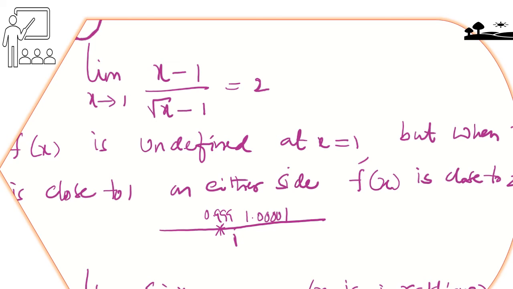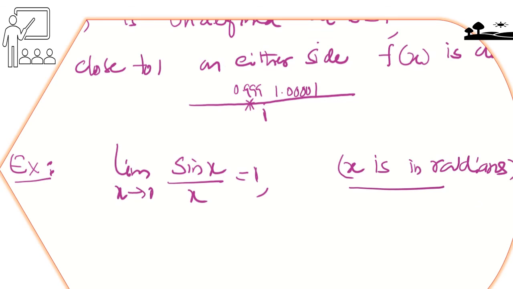This is another example. And a standard example: limit as x tends to 0 of sin x by x equals 1, where x is in radians. This proof will be discussed in the next coming class.